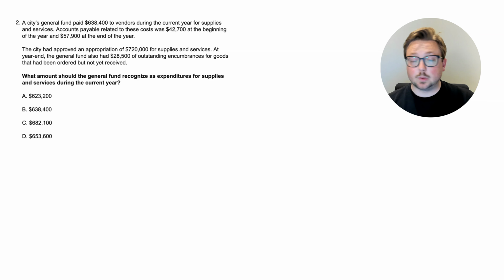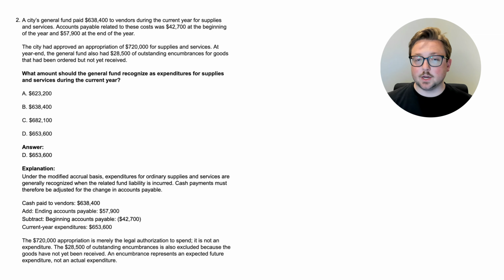So again, what amount of general fund expenditures are going to be recognized for supplies and services? Based on what we learned in the first question, maybe you have an idea. If not, that's okay. Again, we are learning the different pieces that we need to know. So let's go ahead and go to the explanation for this question. Okay, here we are at the answer, D, $653,600. Let's go through this.